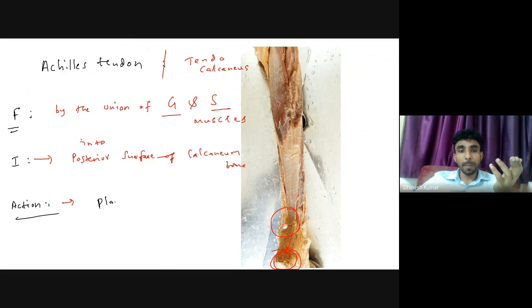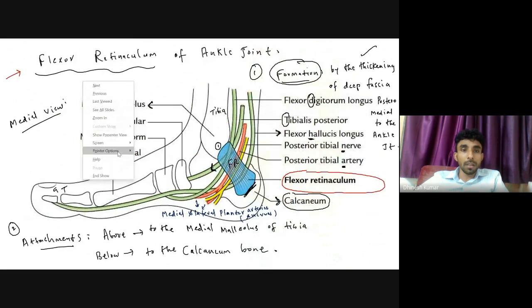So what will be the action of tendocalcaneus or tendoachilles? Yes, it causes plantar flexion of ankle joint. Fine. Okay, let's move to the next question.